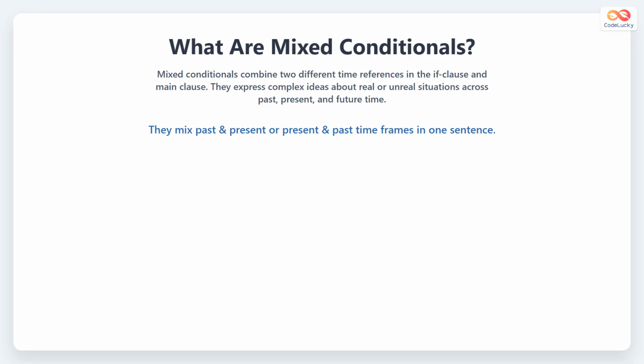Mixed conditionals combine two different time references in the if clause and main clause. They express complex ideas about real or unreal situations across past, present, and future time. They mix past and present time frames in one sentence to show how one time affects another.